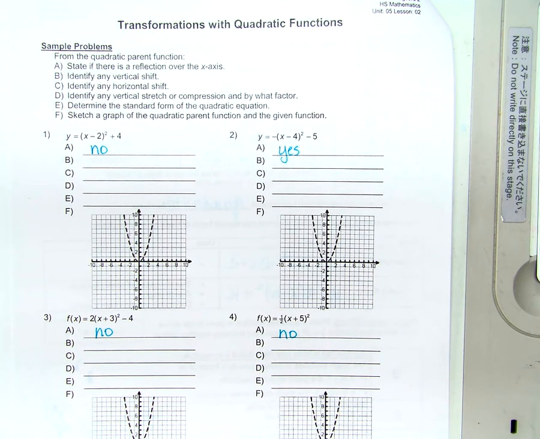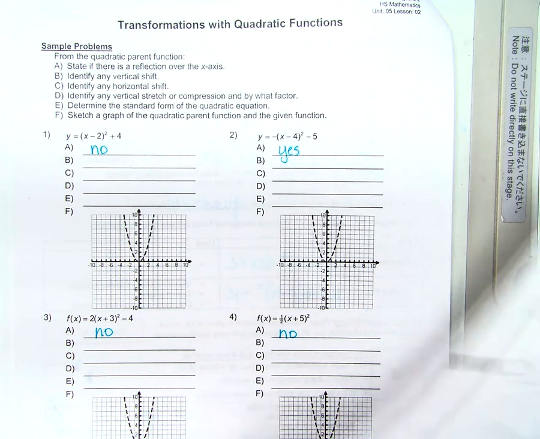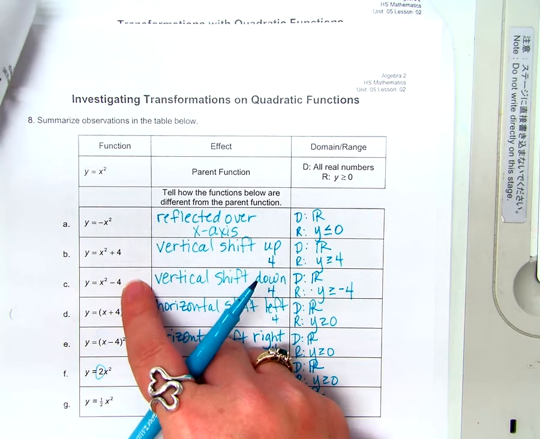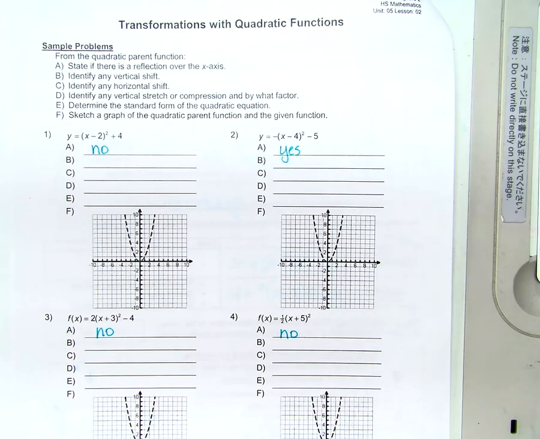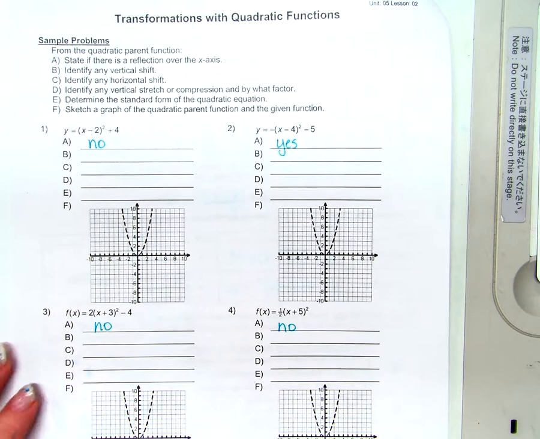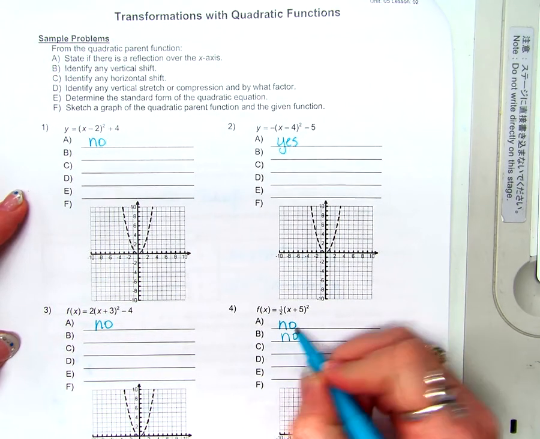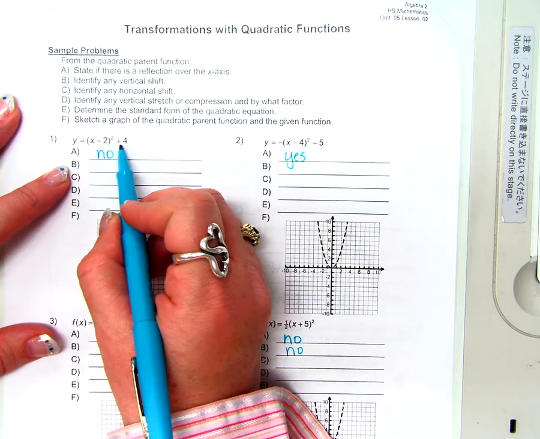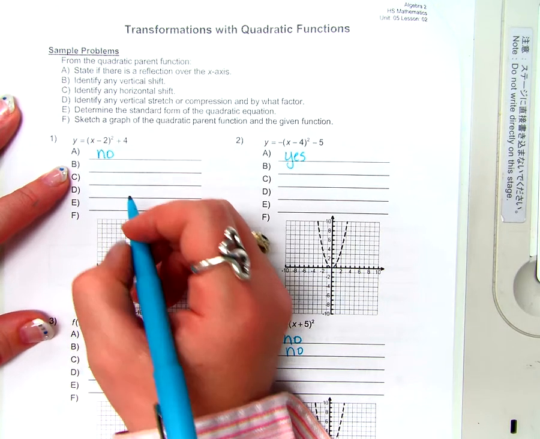Identify any vertical shift. What causes a vertical shift? If there's a number being added or subtracted outside of the squared. Do any of these have vertical shifts? 1 does, 2 does, and 3, that's it. So 4 does not. So for B, we're going to put no. What are we going to put on B for 1? It does have a vertical shift. Where does it shift? Up 4.